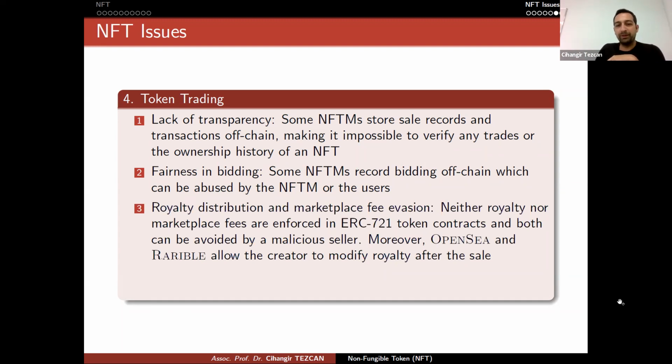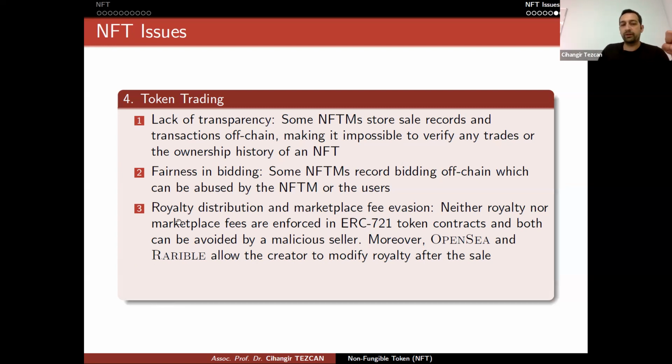Royalty distribution and marketplace fee evasion. So first, let's talk about royalty. When you create an NFT, either the marketplace or you choose the royalty fee. For instance, in the physical sale of art, the creator earns money only in the first sale, right? In the second or the third sale, the creator doesn't earn anything. Here, the royalty is the percentage that the creator gets in future sales. So this is the good thing about the NFT. It supports the artist. The designer, the artist always gets some amount of money in the future sales.